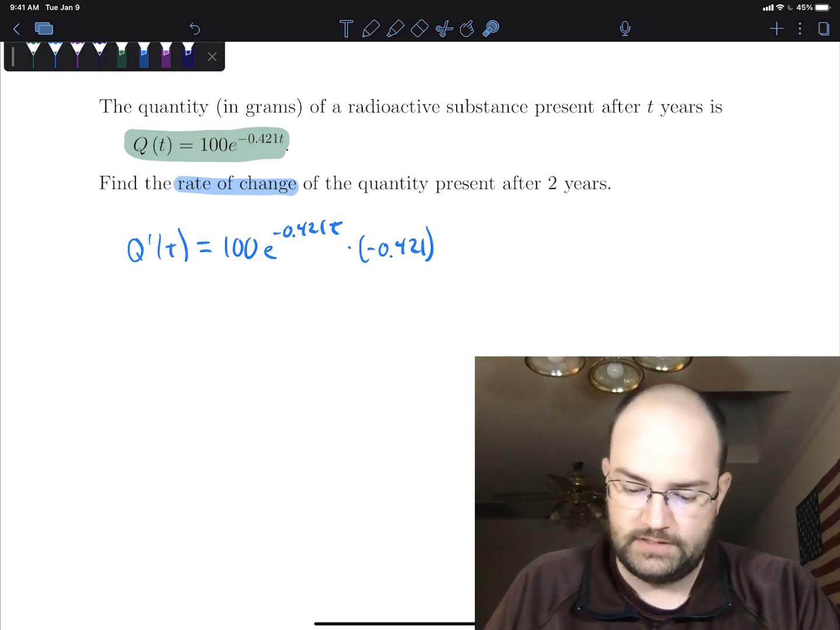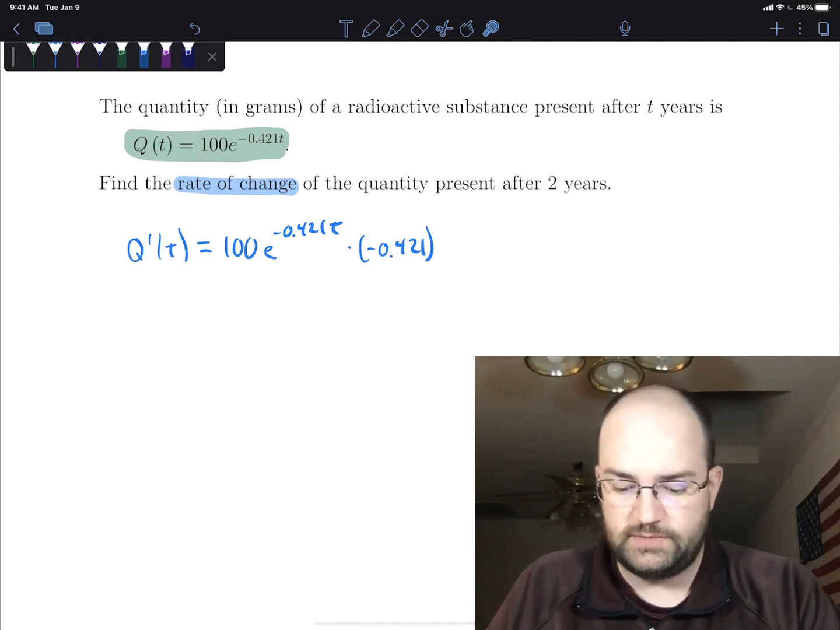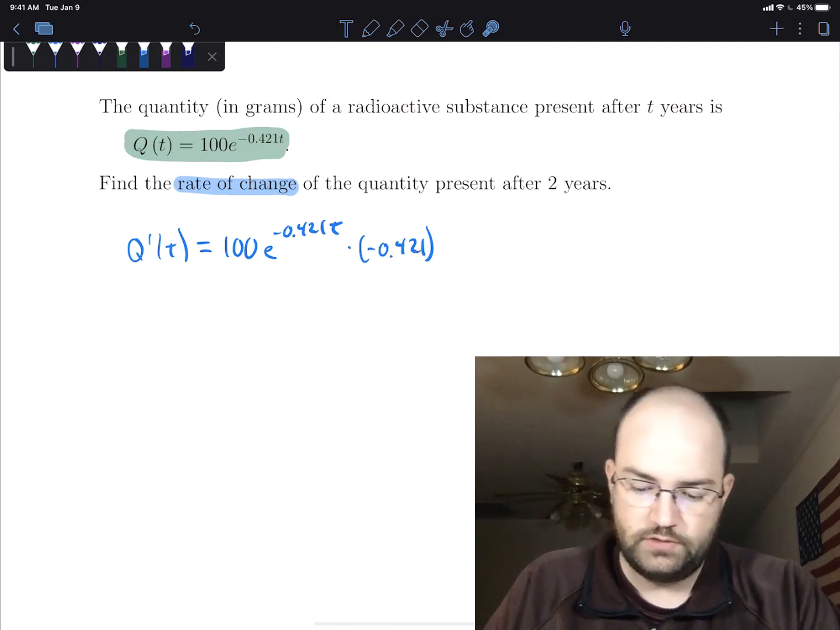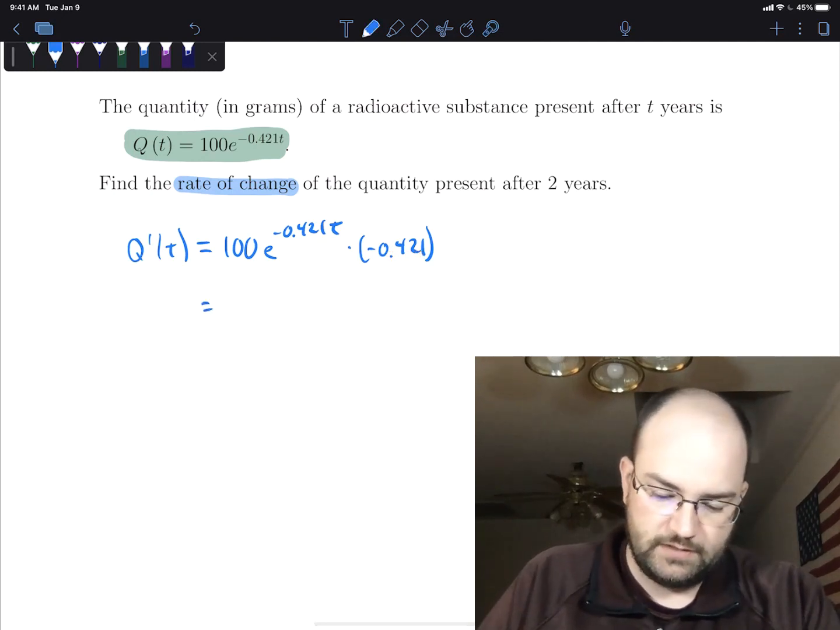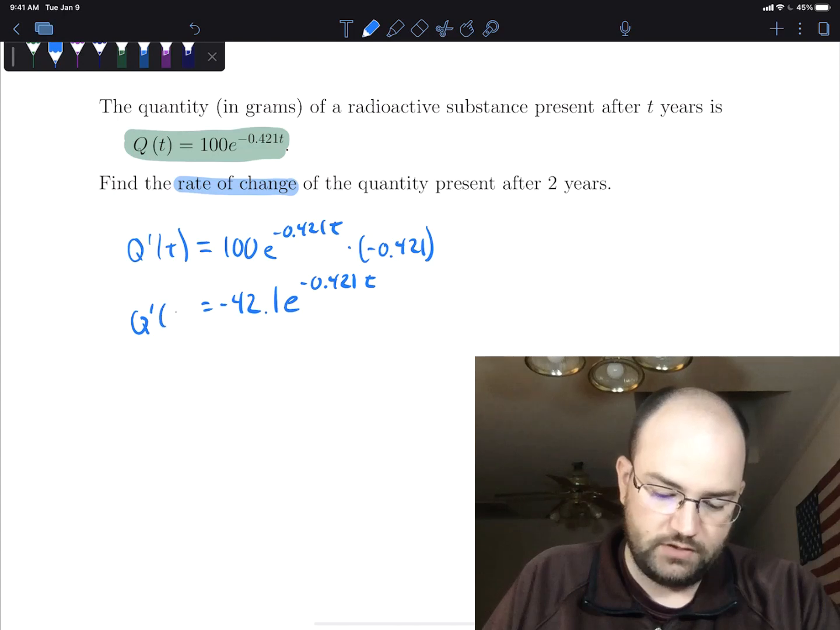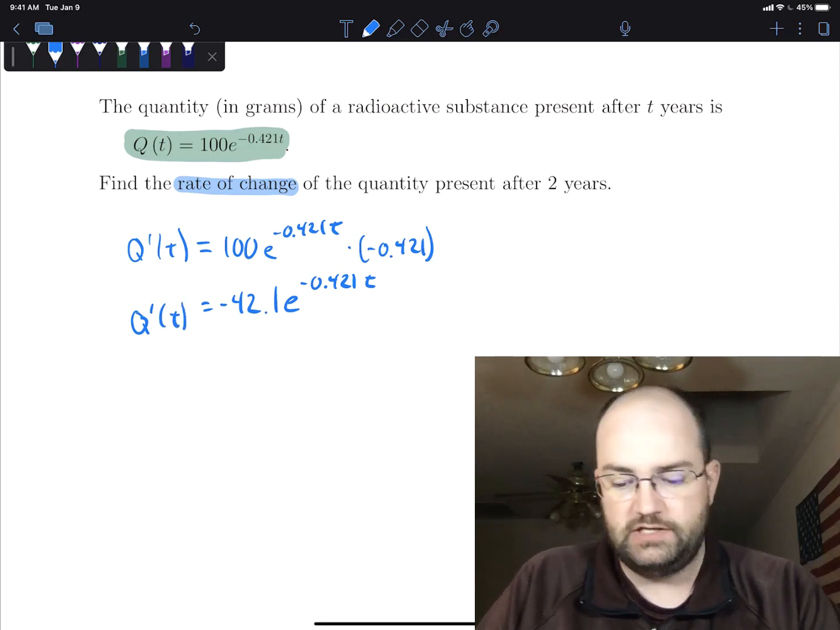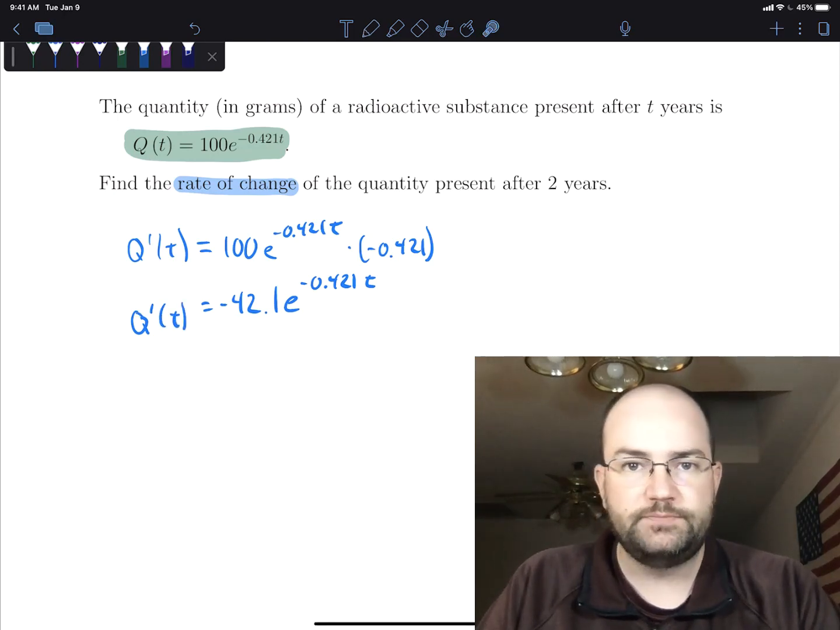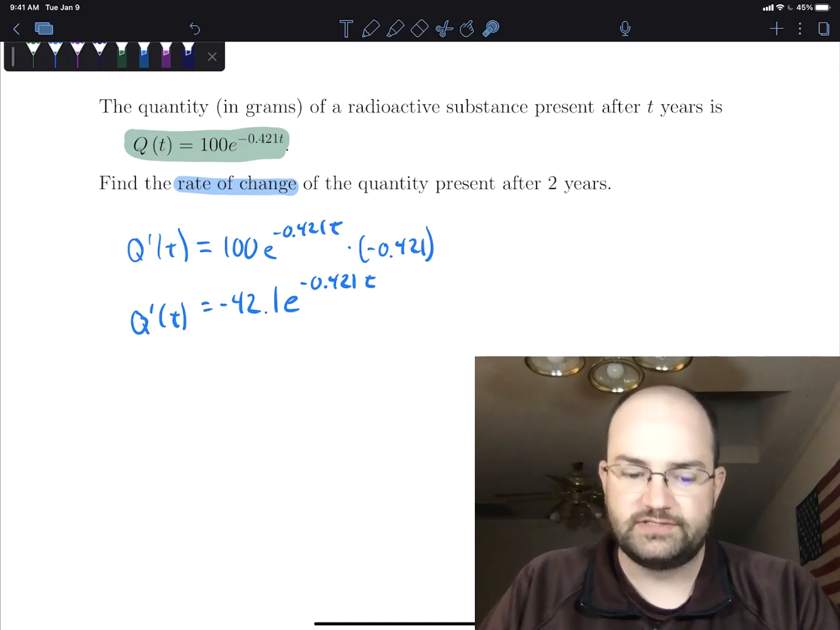Now 100 times negative 0.421, well 100 times 0.421 means I take the decimal and move it to the right 2, and that's going to give me negative 42.1 e to the negative 0.421 t. And that would be Q prime of T. That's the rate of change at any given time t. It doesn't matter what time it is.